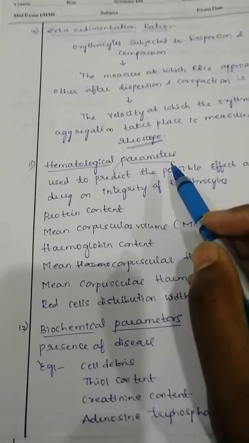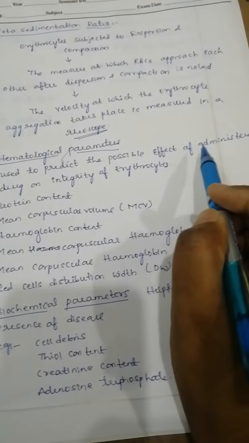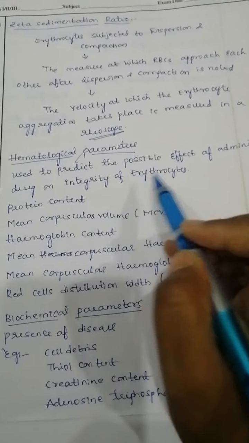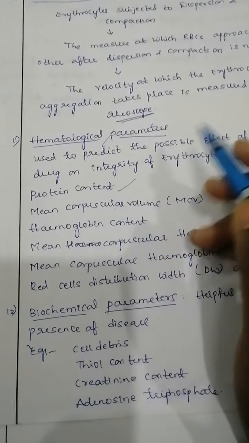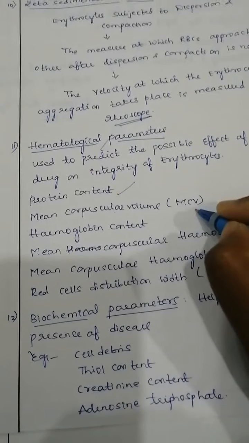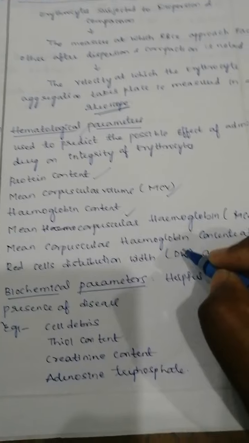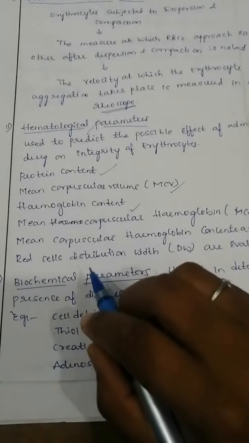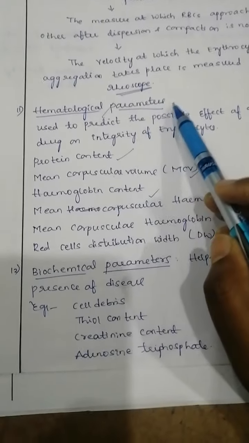Next, hematological parameters. These are used to predict the possible effect of an administered drug on the integrity of erythrocytes. So we find out the protein content, the mean corpuscular value, hemoglobin content, mean corpuscular hemoglobin content, mean corpuscular hemoglobin concentration, and red cell distribution width. These are all evaluated in the hematological parameters.